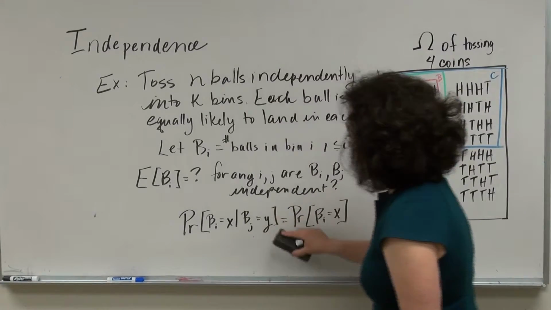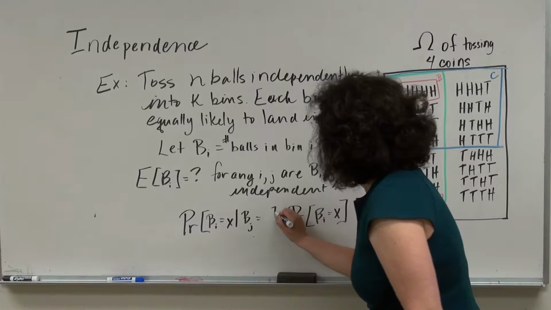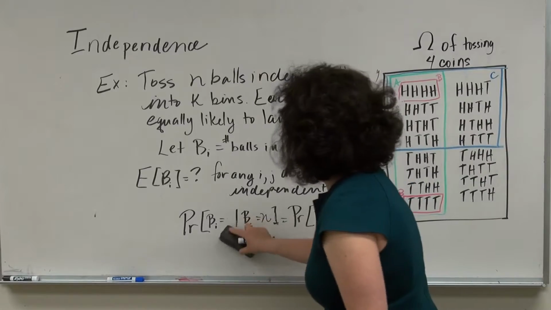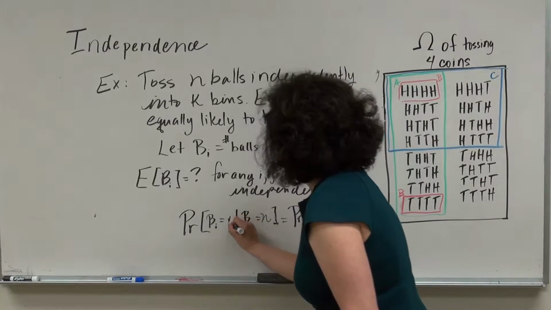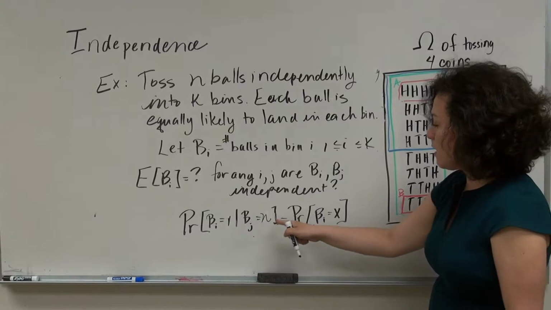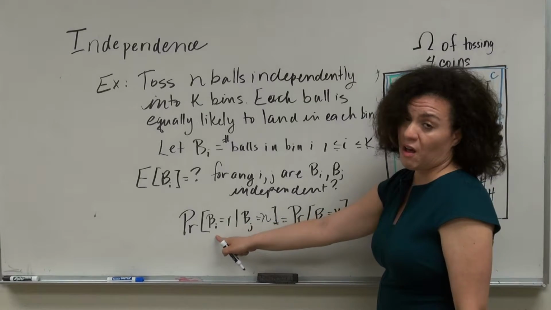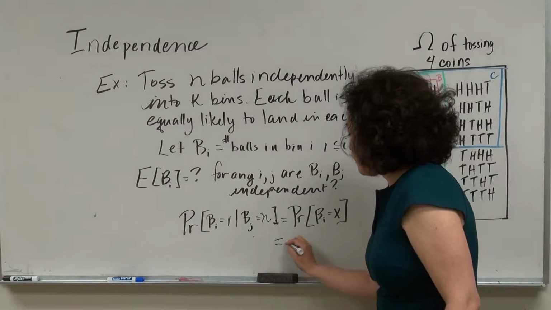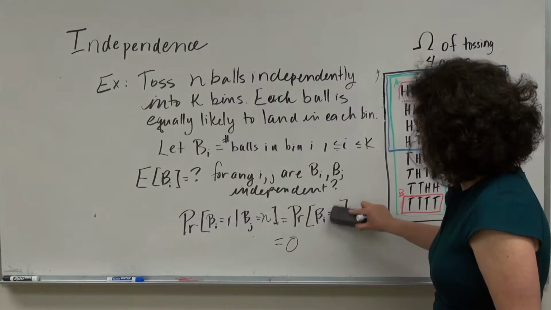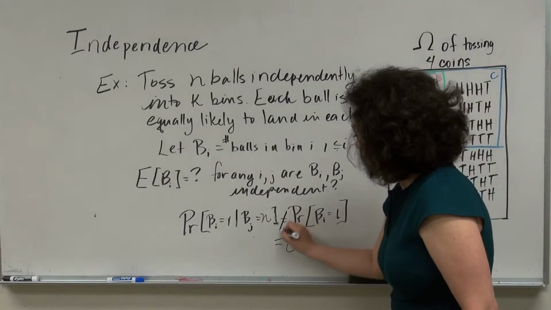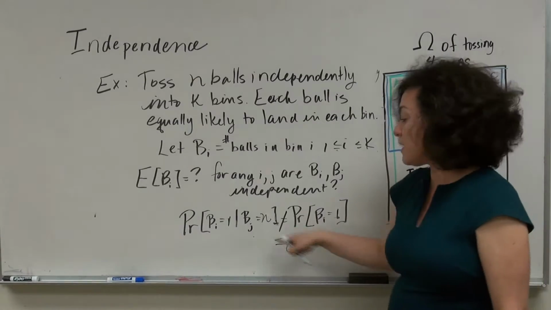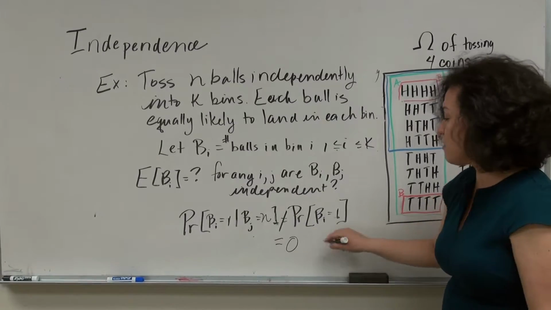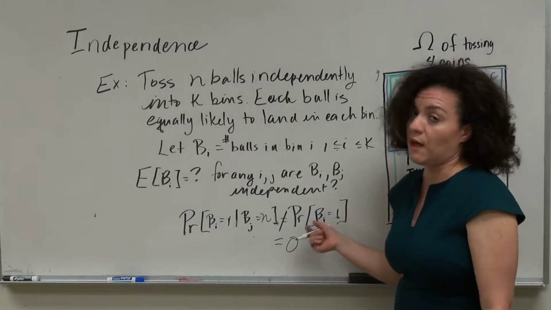So for example, when y is equal to n and x is equal to 1, the probability that bin i contains 1 ball, given that bin j contains n balls, is equal to 0. That's because there's only n balls, so there's none left to be in bin i, and that's why this probability is 0. So this isn't equal to the probability that bin i has 1 ball.